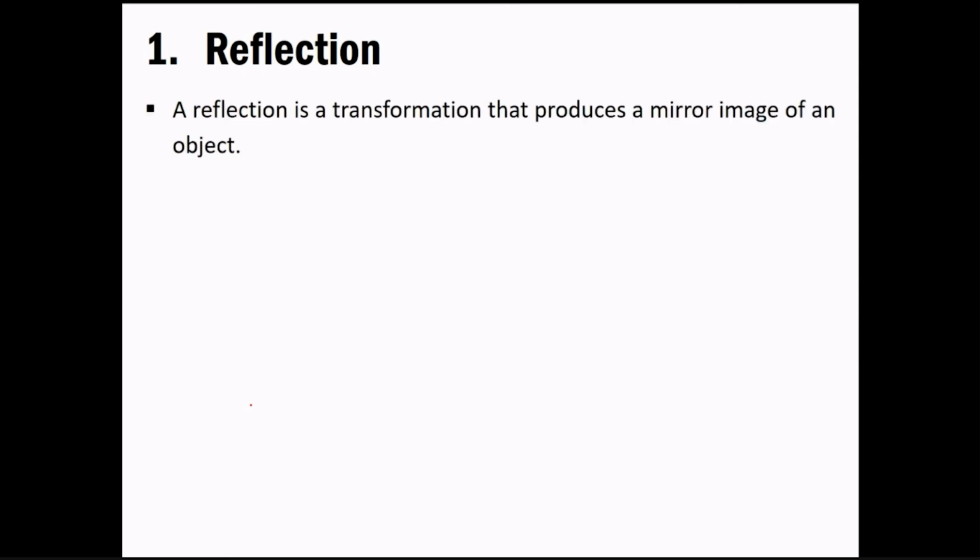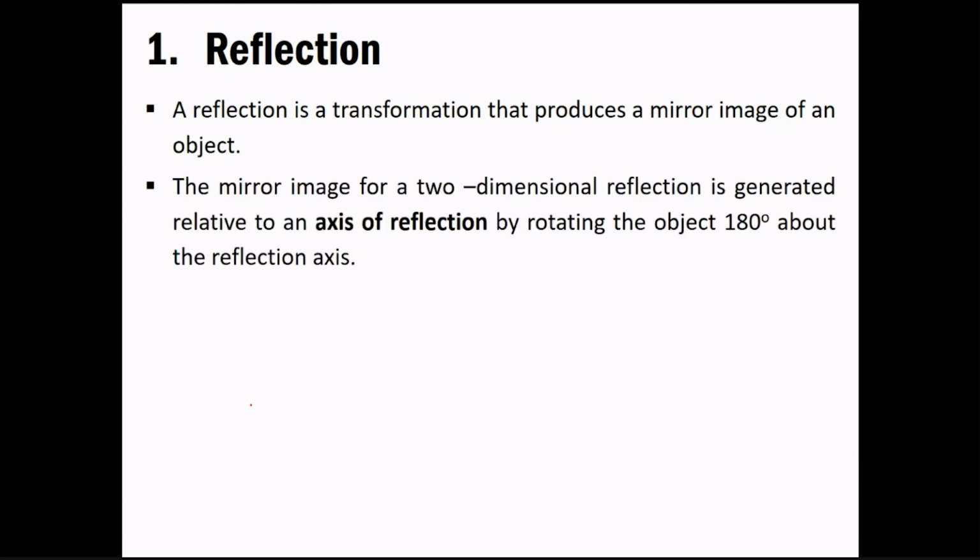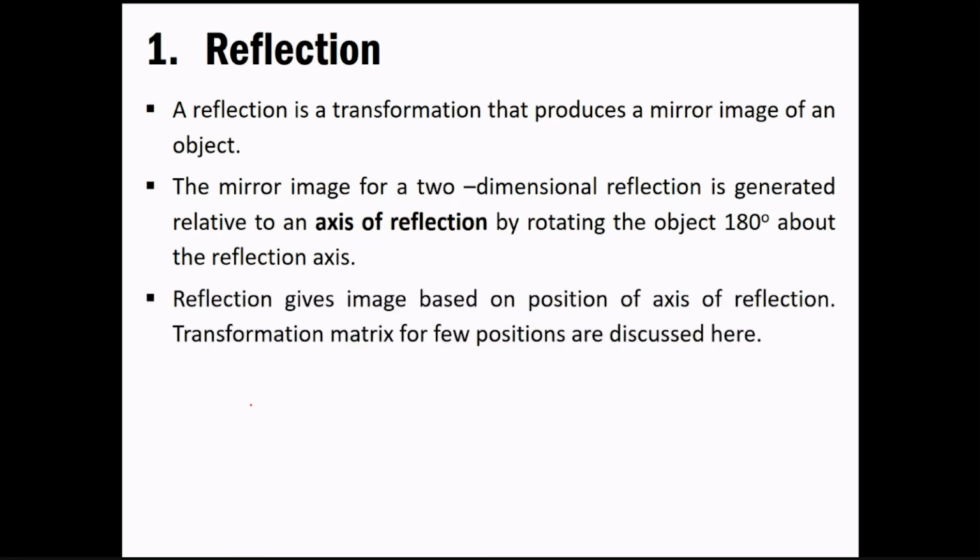Now reflection. What it says is that a reflection is a transformation that produces a mirror image of an object. That is the very basic thing that you already know. The mirror image for a two-dimensional reflection is generated relative to an axis of reflection by rotating the object 180 degrees about the reflection axis.